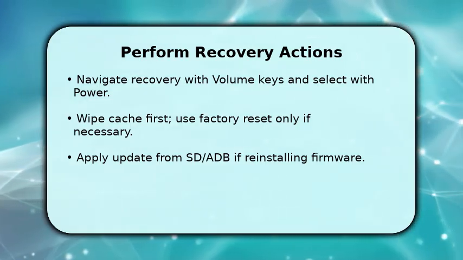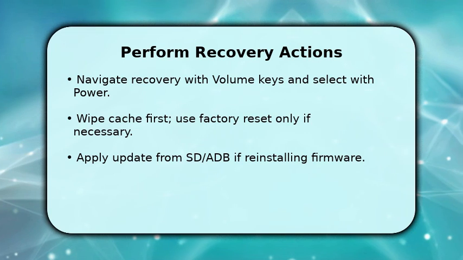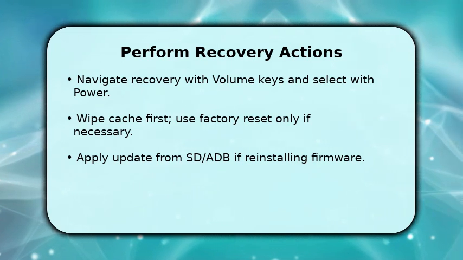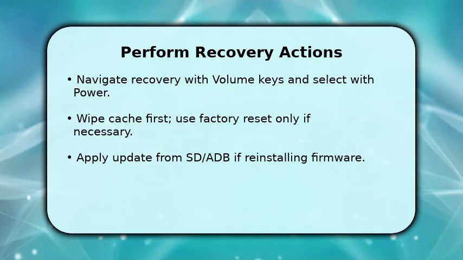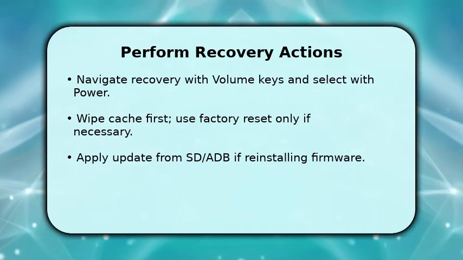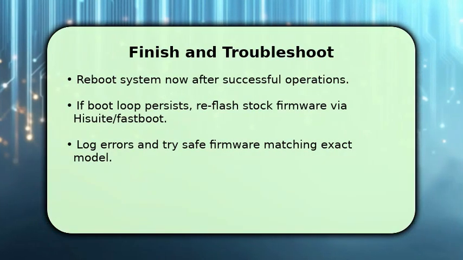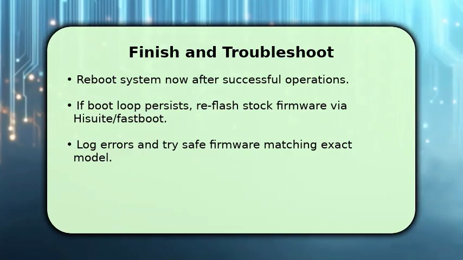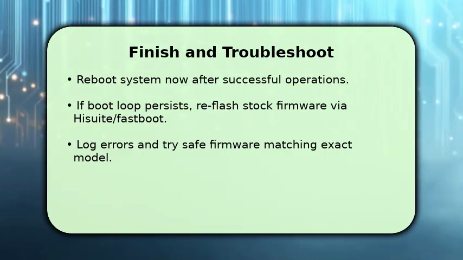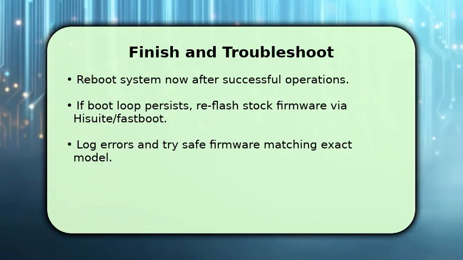To reinstall firmware, select Apply Update from SD or Apply Update from ADB and follow prompts to flash an official package. You finish by rebooting and verifying a normal boot. Select Reboot System Now and wait 2 to 5 minutes because first boot can be slower.